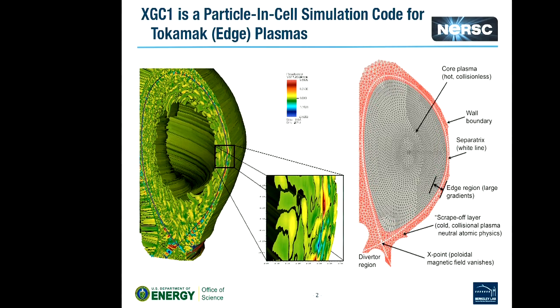But what we are mostly interested in is the edge region here around the X line, where you can see this turbulence forms and actually determines the power exhaust of the reactor. The code is written in Fortran. It's hybrid MPI plus OpenMP and scales up to tens of thousands of processors on Xeon and also on GPUs.